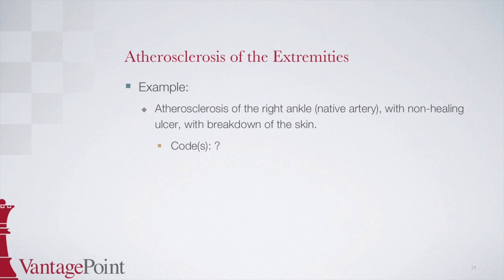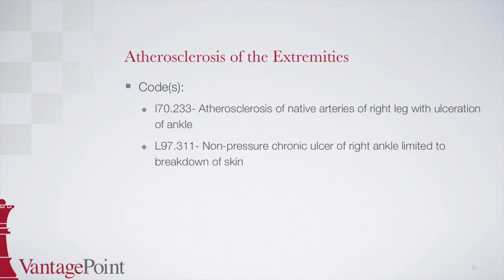For our last example, documentation states atherosclerosis of the right ankle, native artery, with non-healing ulcer with breakdown of the skin. How would you code this? Please pause the webinar to complete this example and then hit play to continue and learn the answer. The first code is I70.233, atherosclerosis of native arteries of right leg with ulceration of ankle.